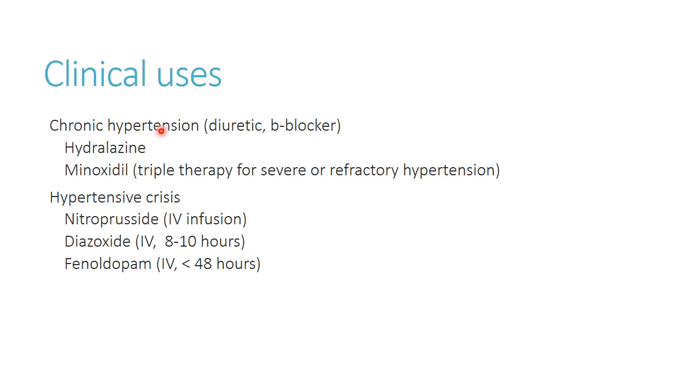So in clinical uses, we can use these for chronic hypertension, but they're typically not great for chronic dosing due to those reflex mechanisms. You typically use them as add-on drugs, again, third, fourth, maybe even fifth line drugs in this case. So hydralazine could be one. Minoxidil occasionally. This is one I've not seen used clinically for actual treatment of chronic hypertension. Hydralazine, though, is a good one for inpatient use.